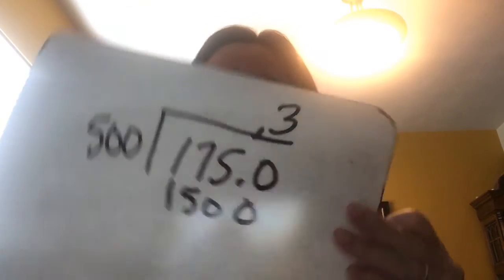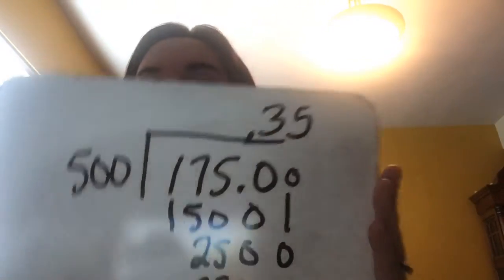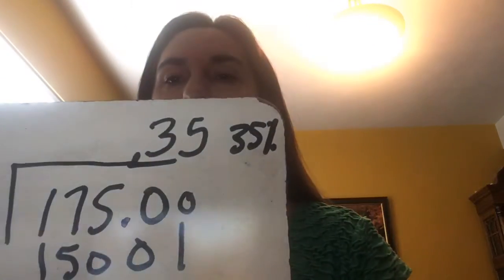Okay, the 3 makes it a 1500. Bring down the 0. Okay, you see the 0.35? What would be the fraction? It's percent. What's the percent? 35%.